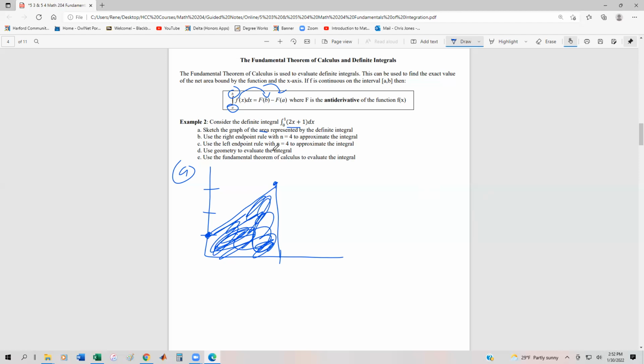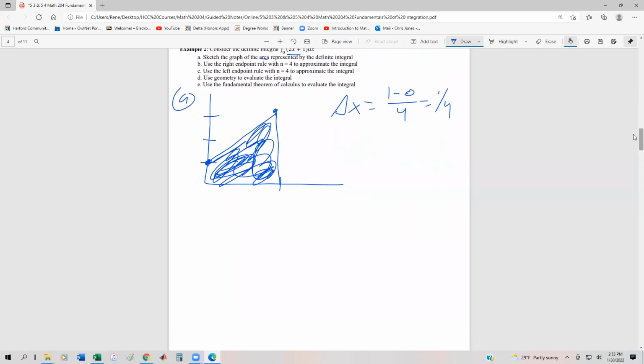Now, we're going to have to use the right endpoint to approximate this. So we're going to need delta x, which is b minus a over n, or 1 minus 0 over 4, which is going to give us a quarter. That's how much we move, and that's also how much the base of each of our rectangles is. So for part B, we're using the right-hand rule.